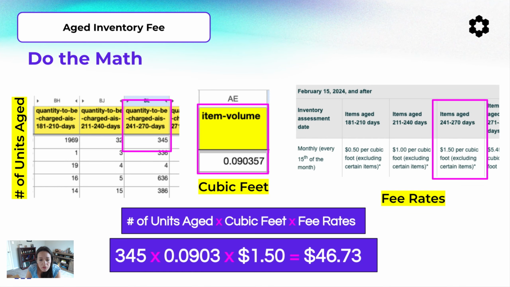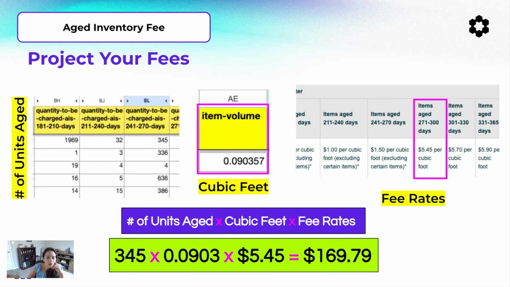So to do the math, and just to get an idea of how dramatic this can be from 1 month to the next, this is the area where I'm charged $1.50 per cubic foot. And then I look at, what is that? I have 345 units, and I multiply it by my cubic feet, and then the rate is $1.50. So for these units, I'm paying almost $47, which is not great, but it's not the end of the world.